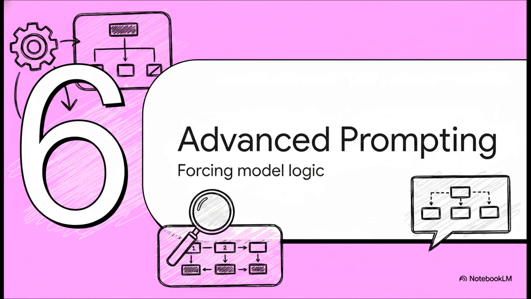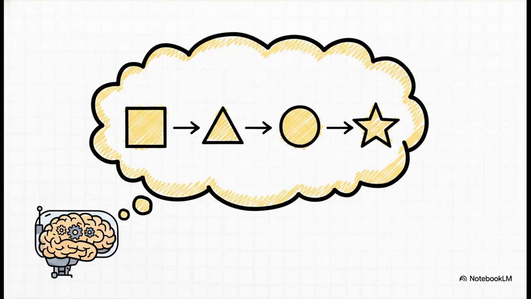Section 6. Advanced Prompting Techniques. Forcing the model to show its work. Okay, but what happens when the task requires complex, multi-layered logic instead of just simple pattern matching? In the past, if you gave it a logic puzzle, the model would try to guess the answer in one single go and usually hallucinate the wrong result.